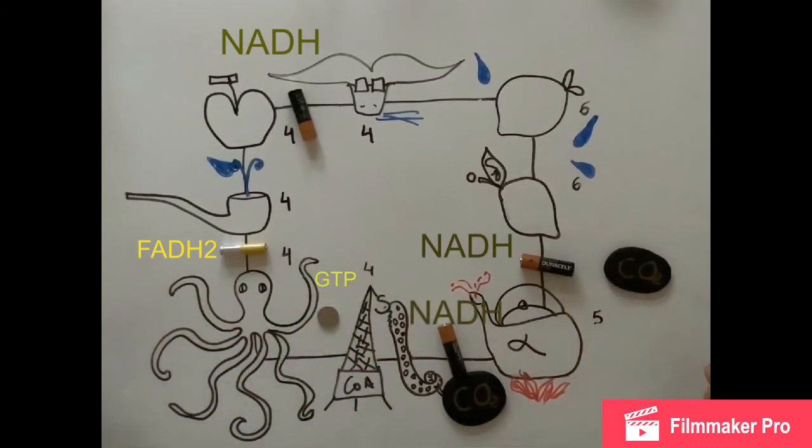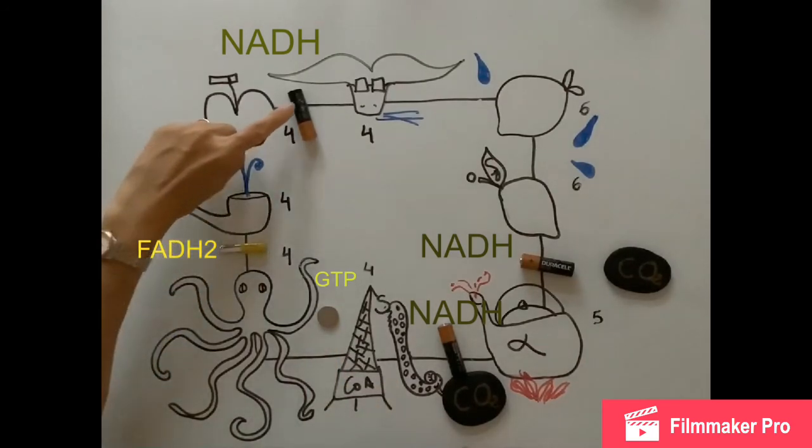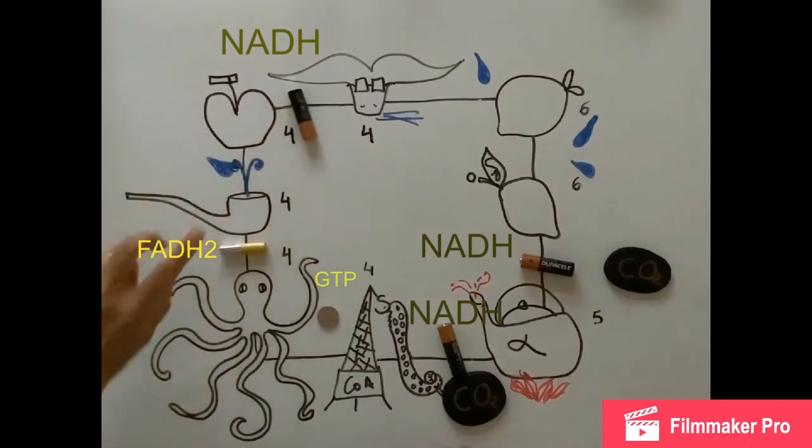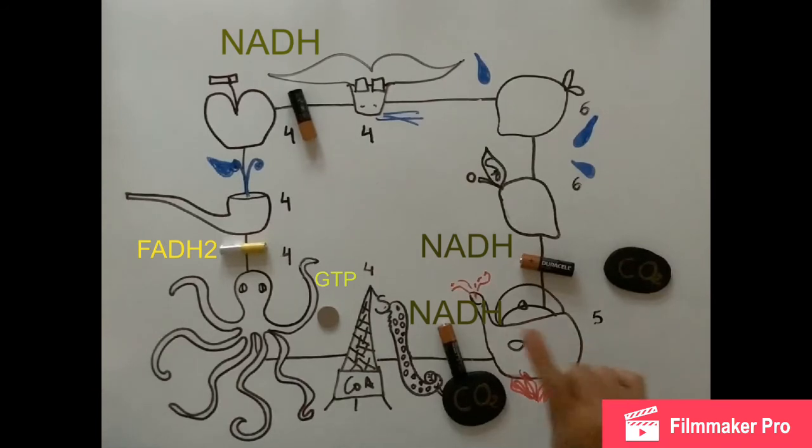And there we have all the energy production in place. So one turn of this cycle will give 3 and 3, 6, 7, 8, 9, 10, 11, and 12. Roughly 12 molecules of ATP are produced in each turn of this cycle.